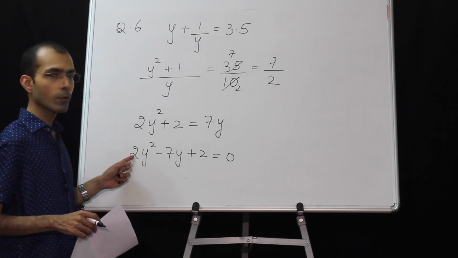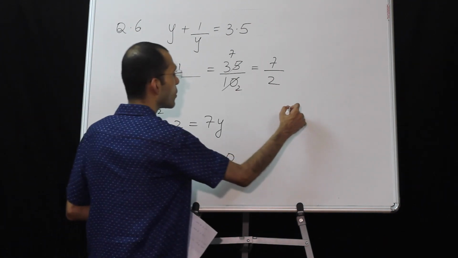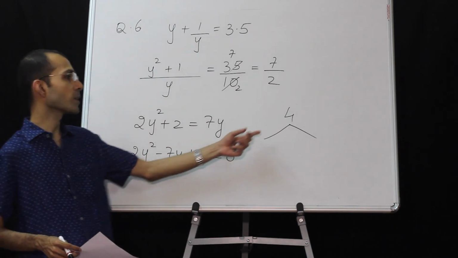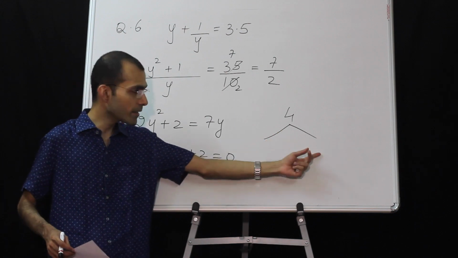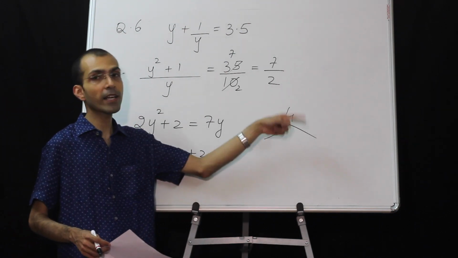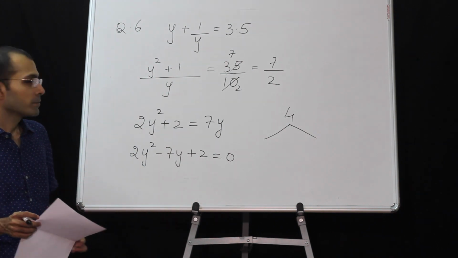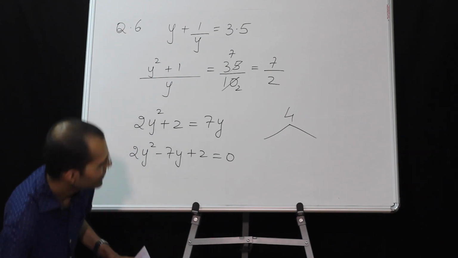Coefficient of y square how much? 2. Constant term how much? 2. 2 into 2, 4. Try splitting as two numbers with any signs in such a way that when you add these two, you get minus 7, but when you multiply, you get 4. Possible? Ponder it over. No. So we have to go by formula.